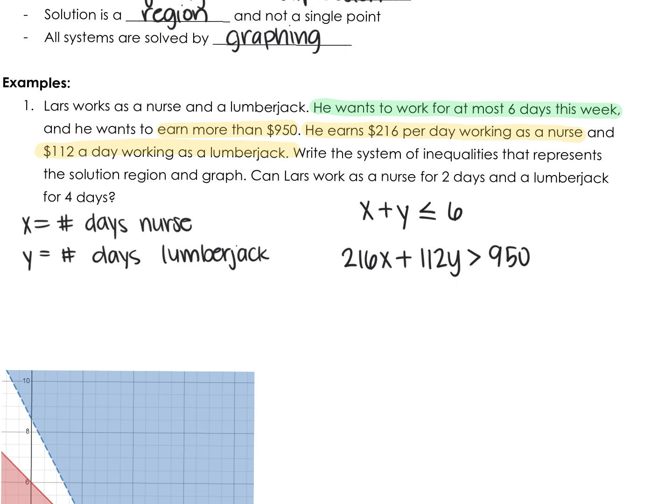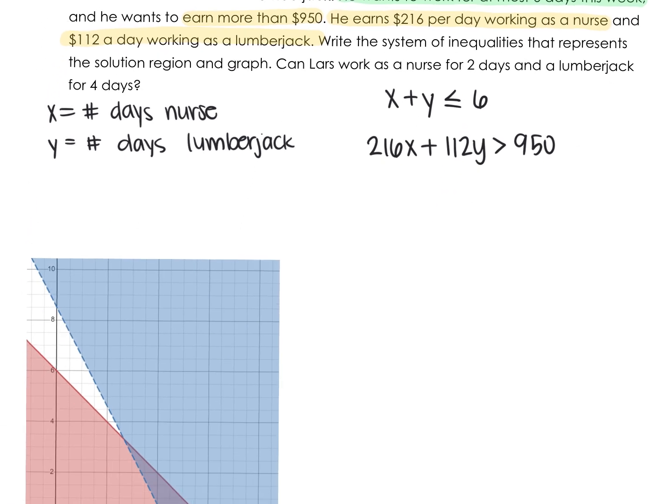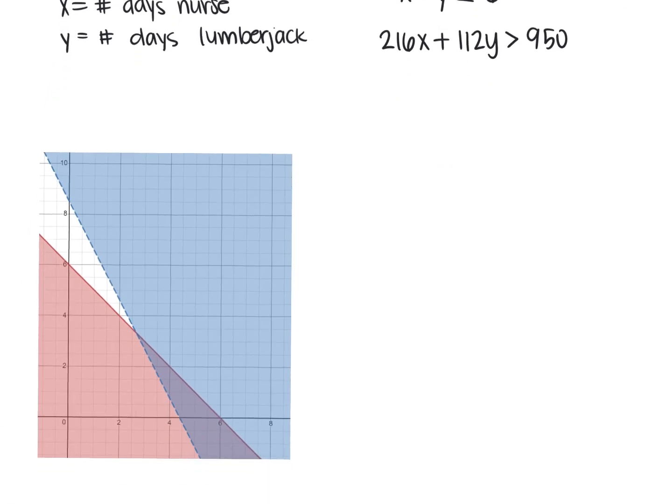At this point, we would graph this system of inequalities in Desmos, which is what I've already done here. You are not required to draw this graph in your notes, but if you want to include a sketch of the graph, you're more than welcome to. Now I want to find where 2 days for a nurse and 4 days for a lumberjack would fall. My x-axis is nurse and my y-axis is lumberjack. So I find the point (2, 4), which is right here.